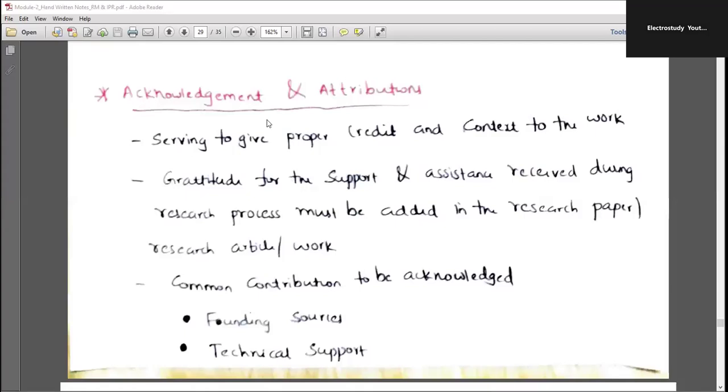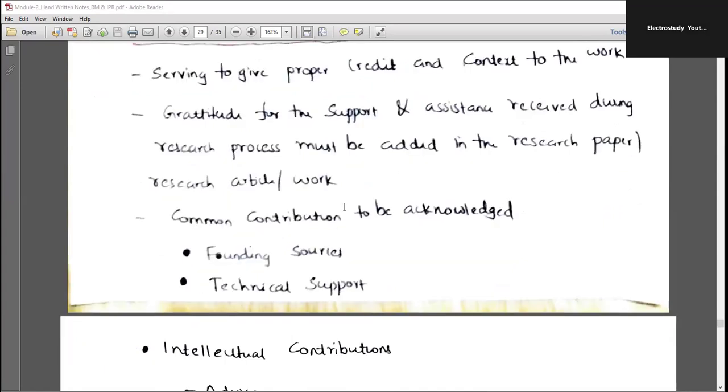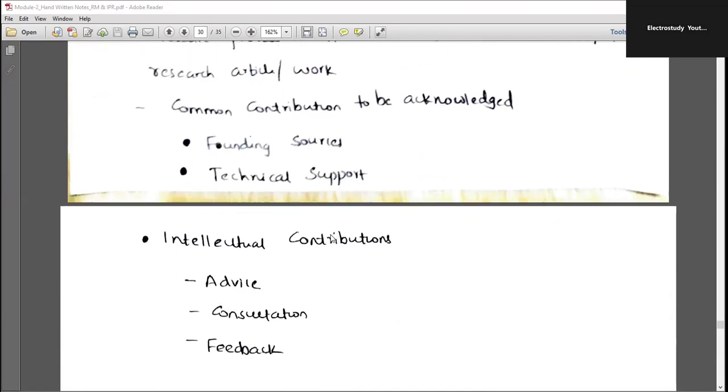If I talk about acknowledgement and attribution, why it is needed: gratitude for support, because there are different people involved in the research. So we have to convey our gratitude, because of the supportive work, we could complete the research on time. Assistance received during the research process must be added in the research paper, and common contributions to be acknowledged, such as funding sources, technical support.